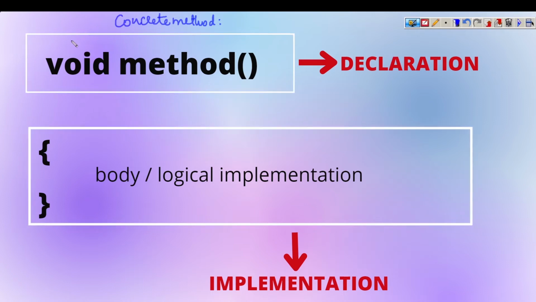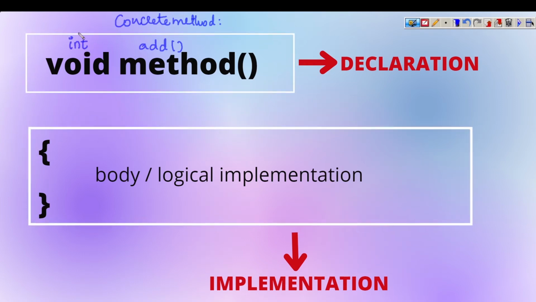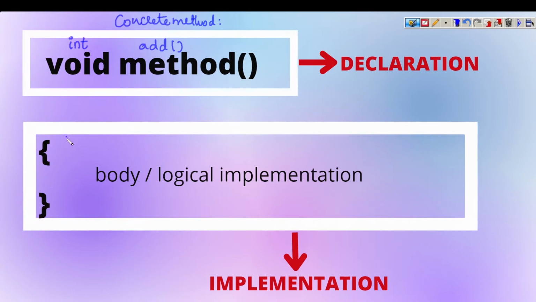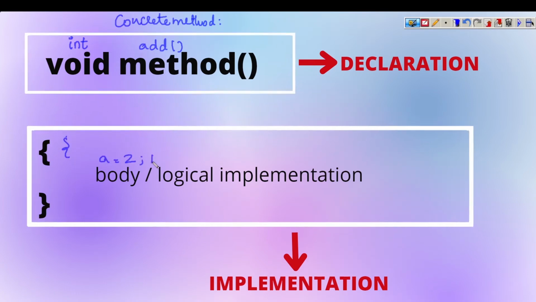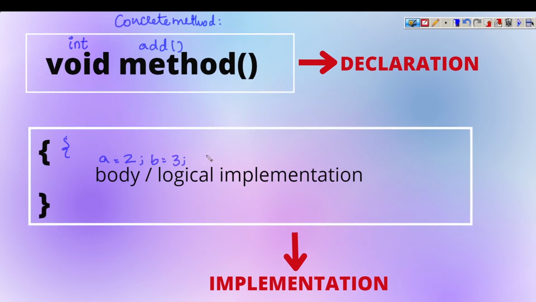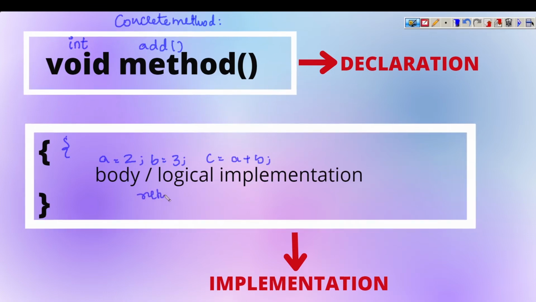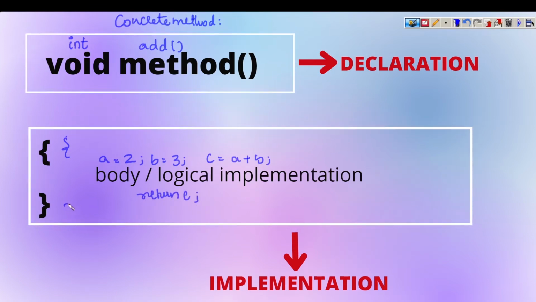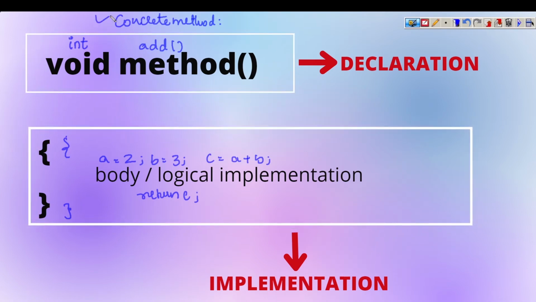So first, the declaration. I'll be using a method add. For this method, I'll be getting the integer as the return type. So int add, open braces, and the logic of the method. a is equal to 2, b is equal to 3, c is equal to a plus b, and return c. So this is a normal method which has both the body and the method declaration, and it is called a concrete method.